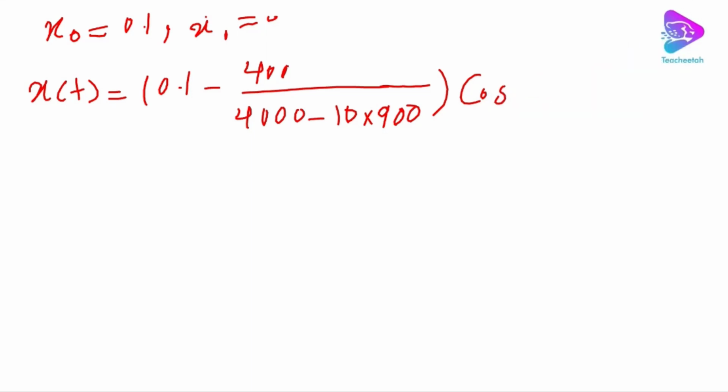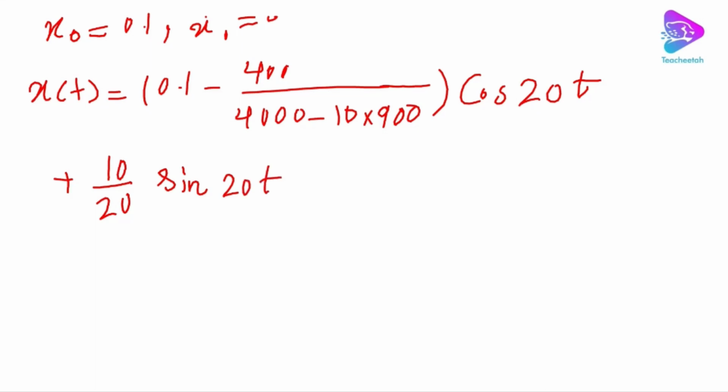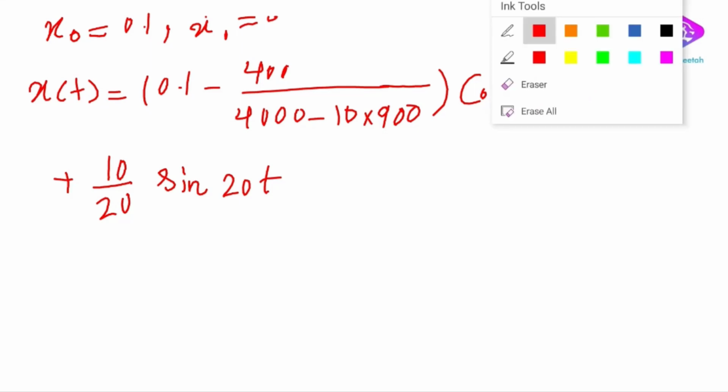So then we have 20t, we found omega n as 20, plus 10 over 20 sine 20t, or actually, I'm going to use a different formula. I think I made a mistake here, so let me just rewrite it here.